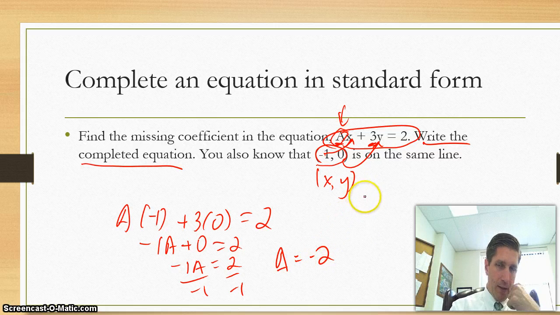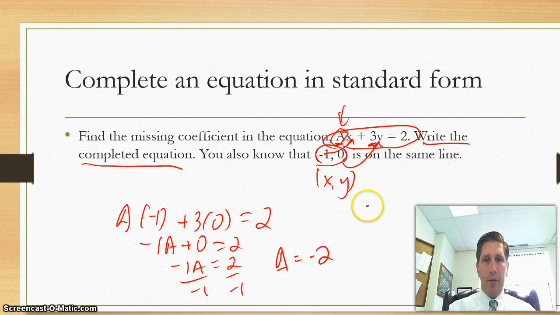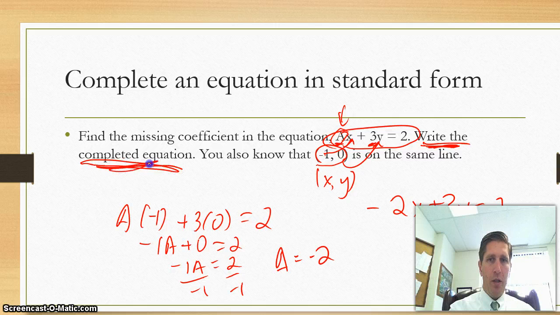So to rewrite this, I get negative 2x plus 3y equals 2. Again, last step here: write the completed equation. When I find a, I have to plug a back in now.